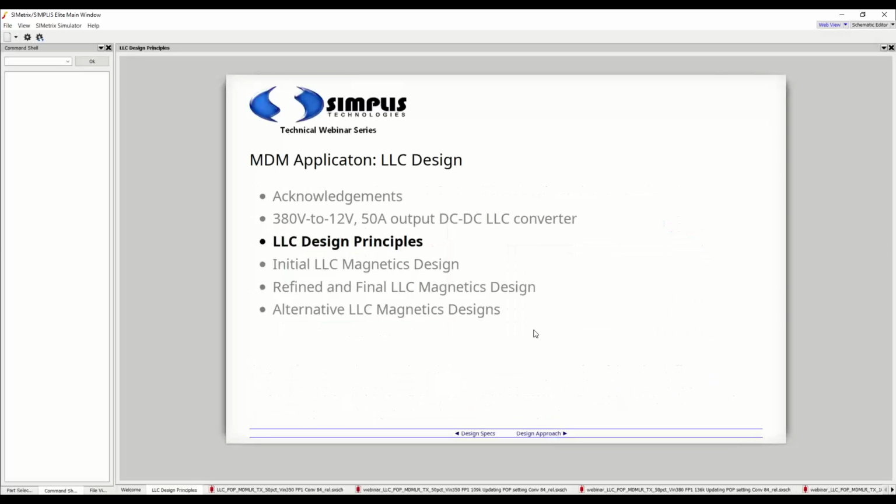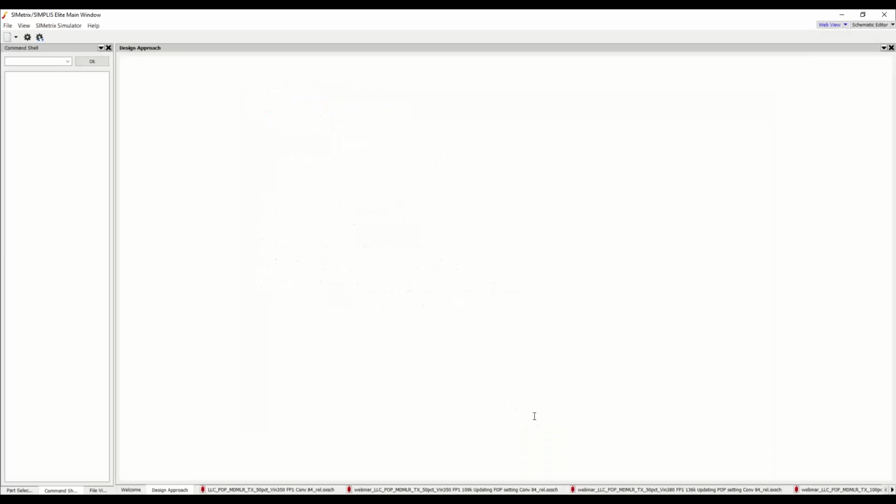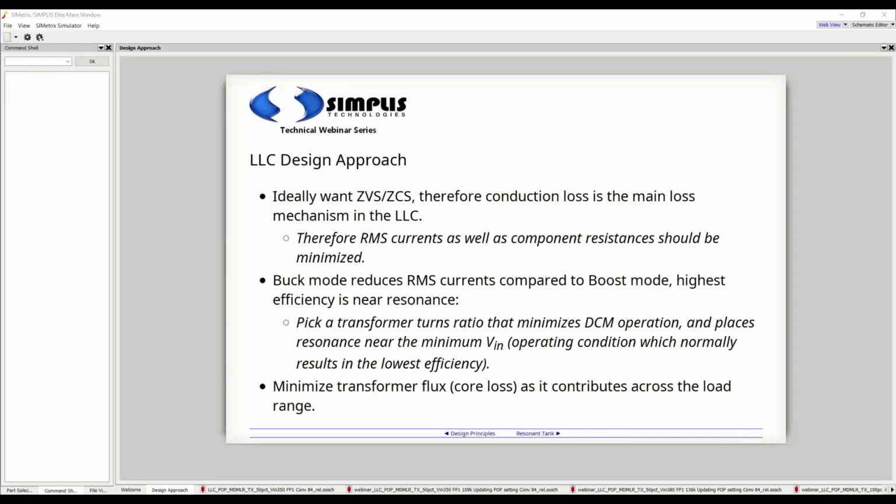So briefly now, an overview of some LLC design principles and how the design of this converter was approached. So ideally, we want zero voltage or zero current switching, and therefore conduction loss is the main loss mechanism in the LLC. So what we want to minimize are both the RMS currents as well as the component resistances, which are generating that conduction loss.